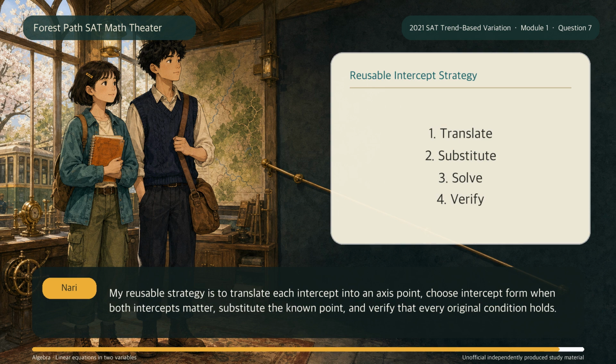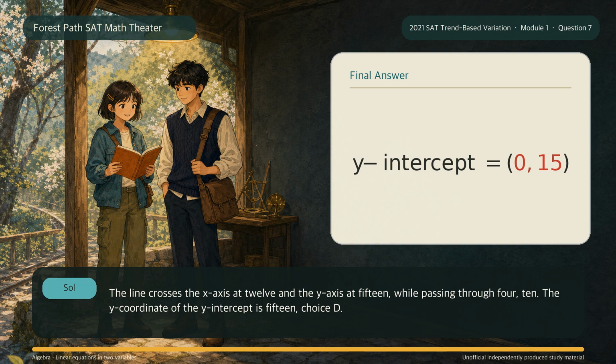My reusable strategy is to translate each intercept into an axis point. Choose intercept form when both intercepts matter, substitute the known point, and verify that every original condition holds. The line crosses the x-axis at 12 and the y-axis at 15, while passing through (4, 10). The y-coordinate of the y-intercept is 15, choice D.